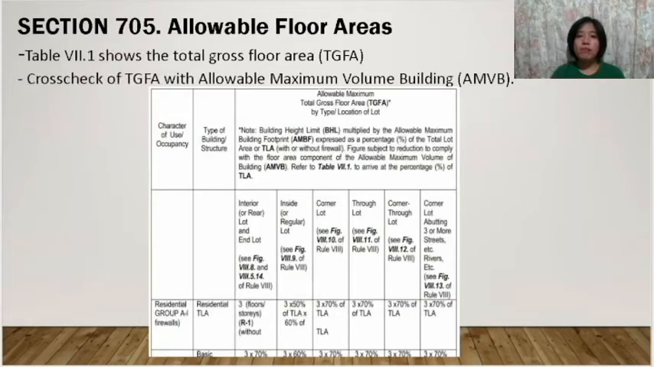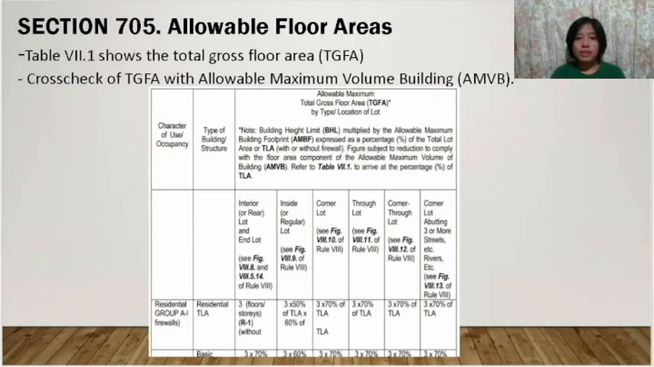Section 705, allowable floor area or the total gross area, TGFA. In order to calculate TGFA, we must consult the table 7.1 as shown here on the screen. It is also important to cross-check TGFA with the allowable maximum volume building or AMBB.